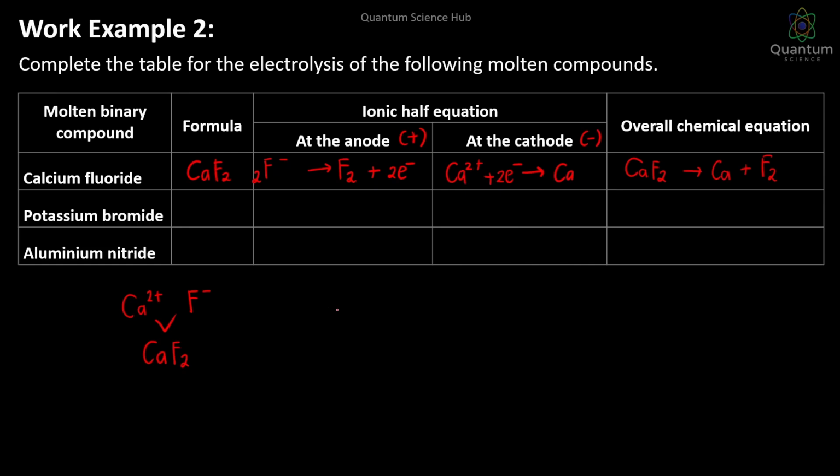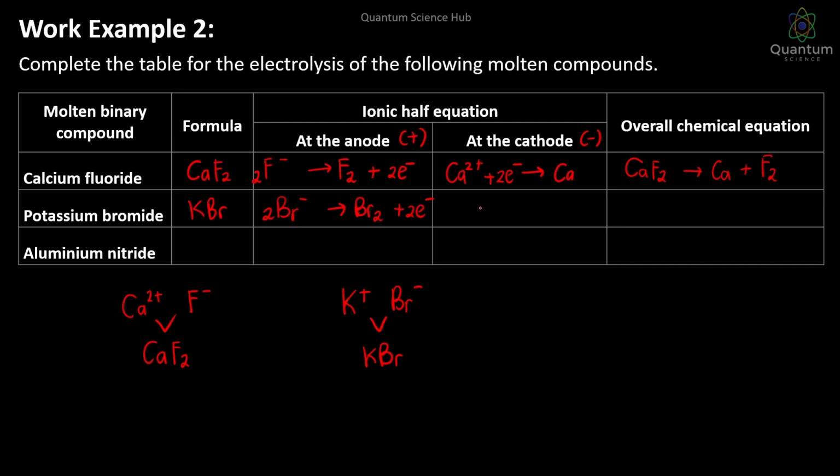Next, potassium bromide. The ion of potassium is K+ and bromide is Br-. So I will take yours, you will take mine. So the chemical formula is KBr. Okay, again, it is the same as fluoride since they are in the same group. So it should be Br- ions wanting to become atoms. And bromine is also a diatomic molecule, right? So you need to put 2 electrons in here and a coefficient of 2 in front of Br-.